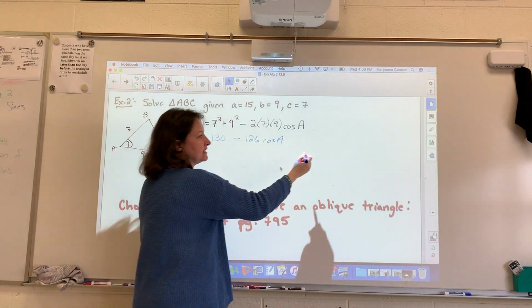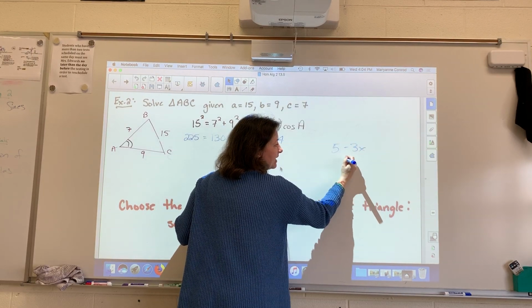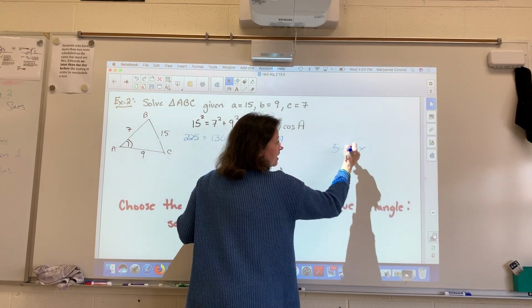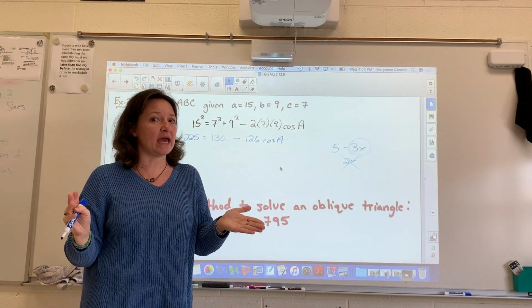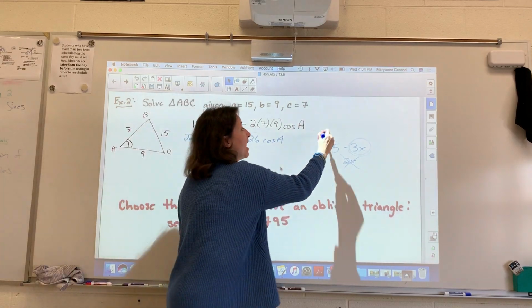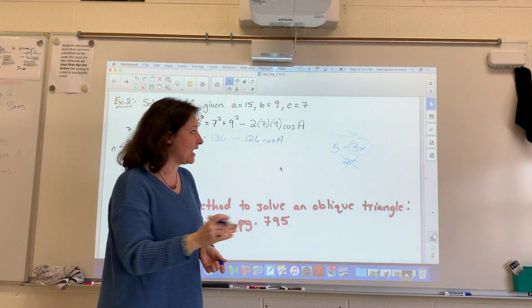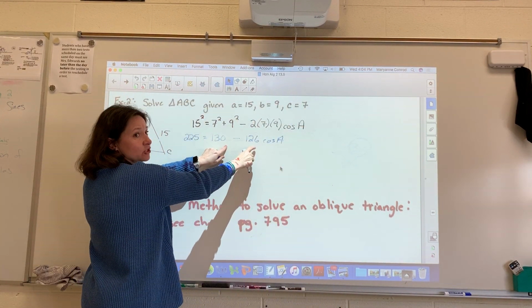Well, this would be the same if I did, what's 5 minus 3x? Can we make that 2x? No, we cannot. This is married to the x. This is a 5 by itself. 5 minus 3x does not make 2x. 5x minus 3x makes 2x, but that's not what we have. So we can't add these because these are not like terms.